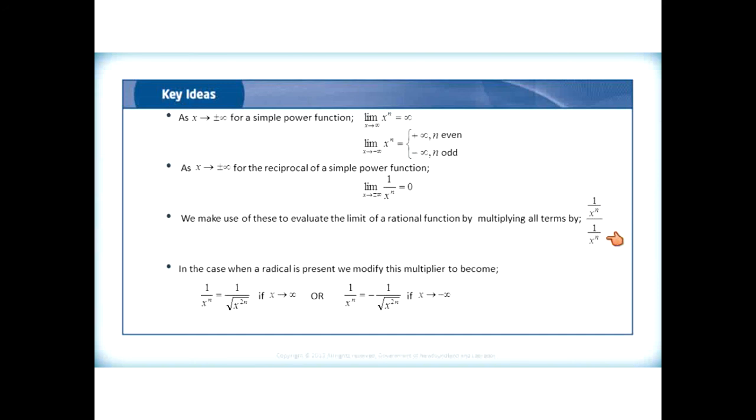And in the case of a radical, we modify this multiplier to become one of two things. We either say 1 over x to the power of n and 1 over the square root of x to the power of 2n, so like our x squared and x to the power of 4, or if we're dealing with negative infinity, we have to tuck a negative in front of at least one of those, or only one of those, in order to make all that work out.